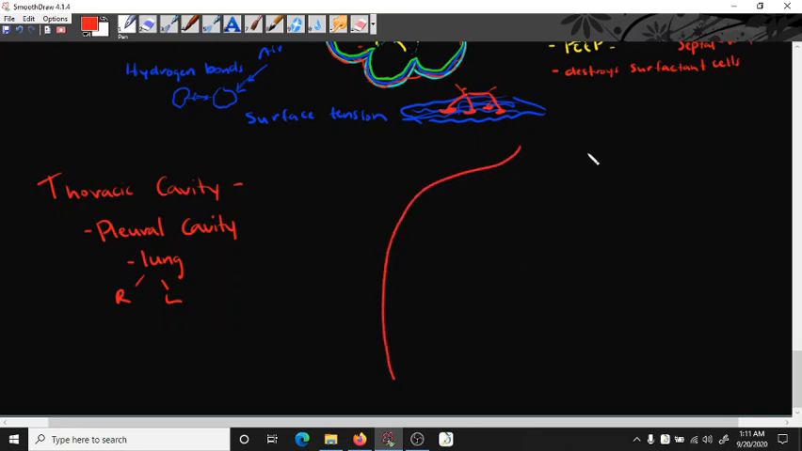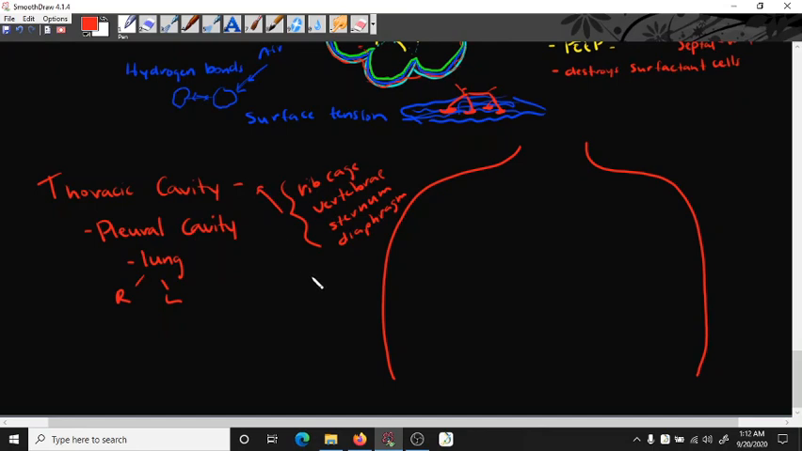Here's our chest. Now the walls of your thoracic cavity are made up of, you got your rib cage, right? So the thoracic cavity, you got your rib cage. You got your vertebrae. And then you got your sternum. And then you got your diaphragm. And that makes up your thoracic cavity. All right.